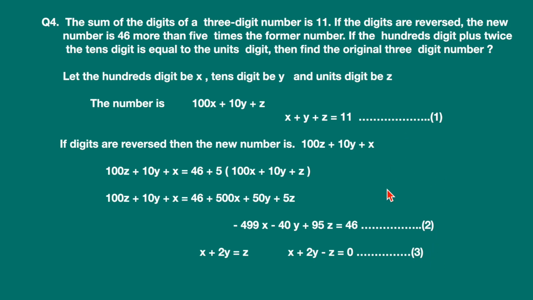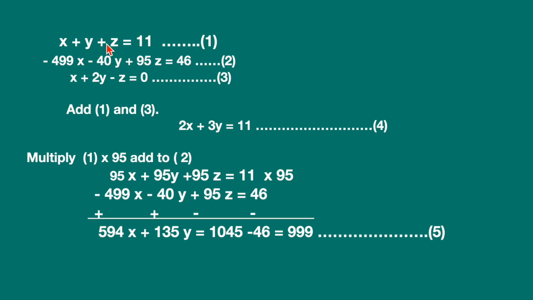So you got the 3 equations, linear equations in 3 variables. We have to find the value of x, y and z so that we will know what the number is. Okay, so let's write down the 3 equations.